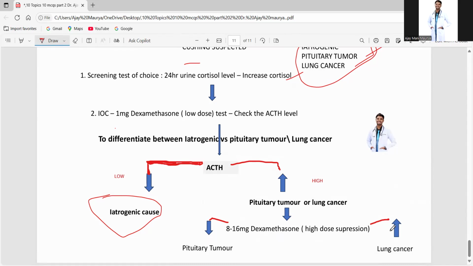See here, lung cancer means what? Small cell carcinoma. Then you have to do a CT of the chest and find out the lung cancer here. For pituitary tumor, you have to do an MRI brain.